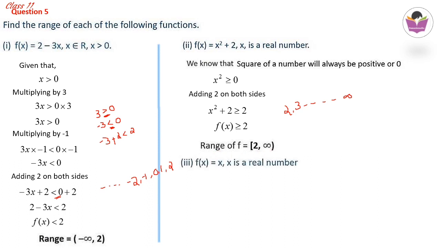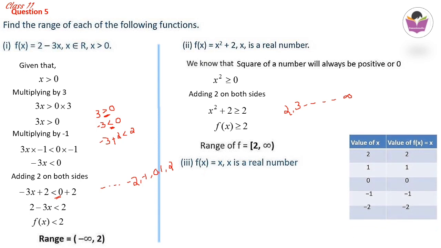Then the third question, f of x is equal to x. x is a real number. It is quite familiar for us. f of x is equal to x. It is an identity function. Identity function means f of x is equal to x, we can say f of x is y. y equal to x. Whatever input we are giving for x, the same input will be coming as output for y. Means if x value is given 2, then f of x also will be 2.